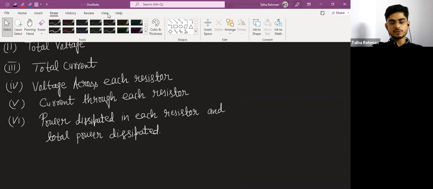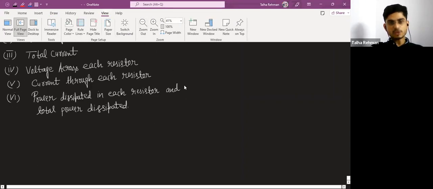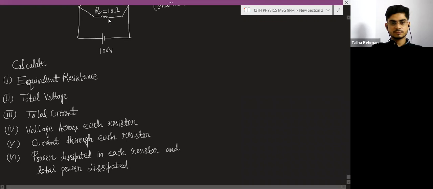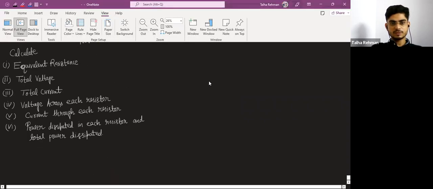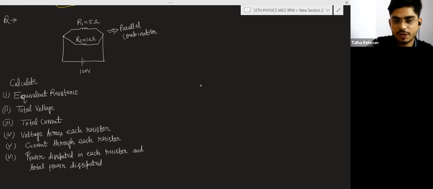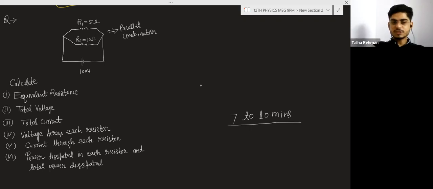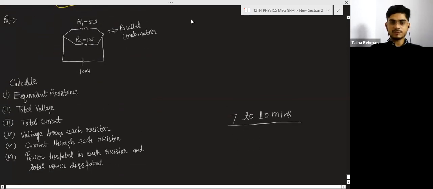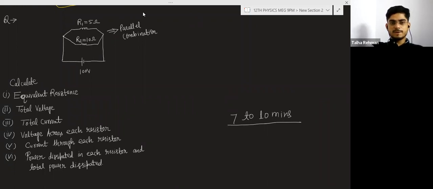You can check your notes also for solving this. Very easy question this is. I will also solve this question, but I want that at least you should try this. Please try it. I am giving you 7 to 10 minutes. Very simple question. You can take the reference from the notes also. At least try, and I will solve after you. When I solve, you can check your answer also. If you are not getting any part, you can leave that part.